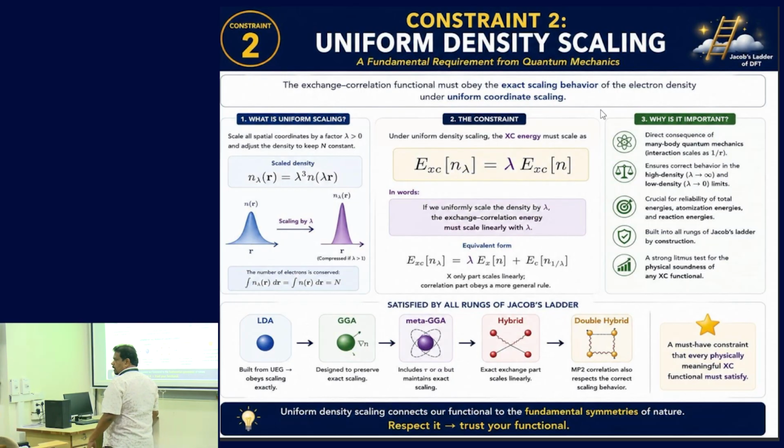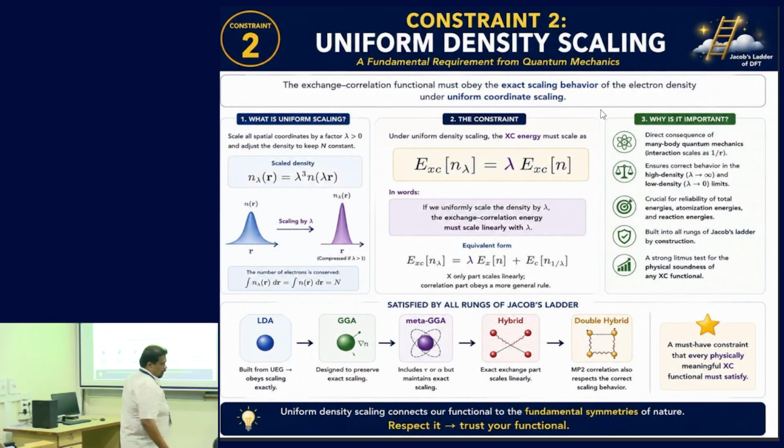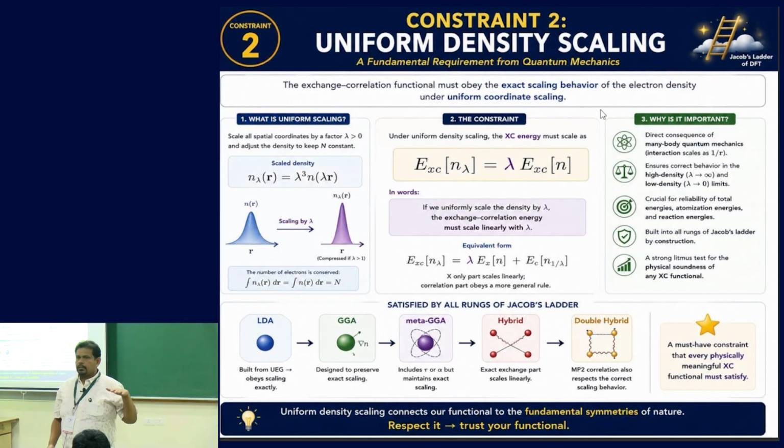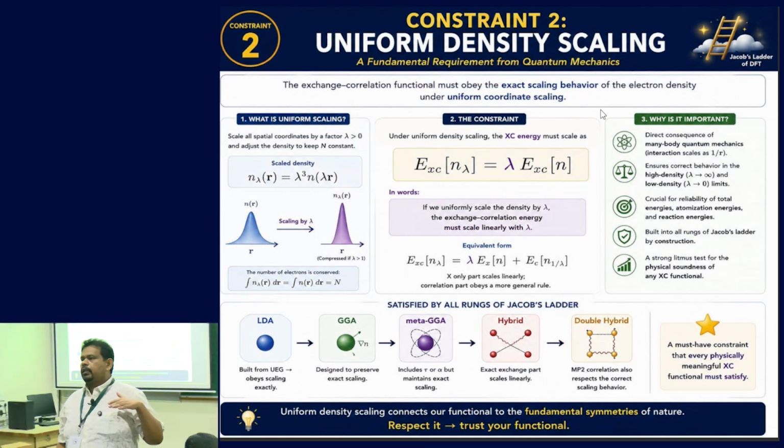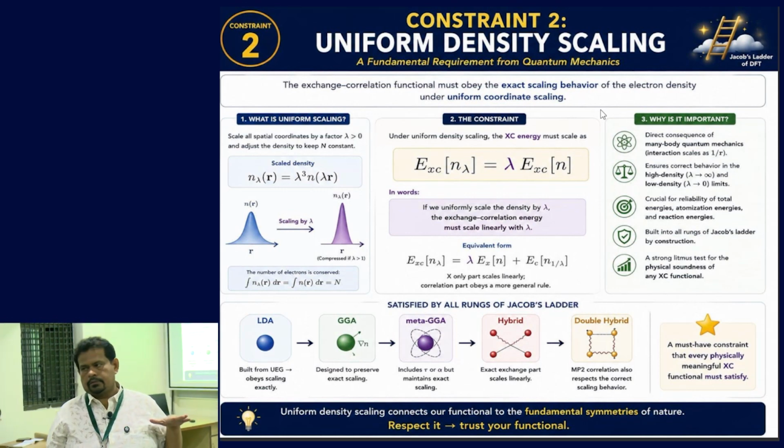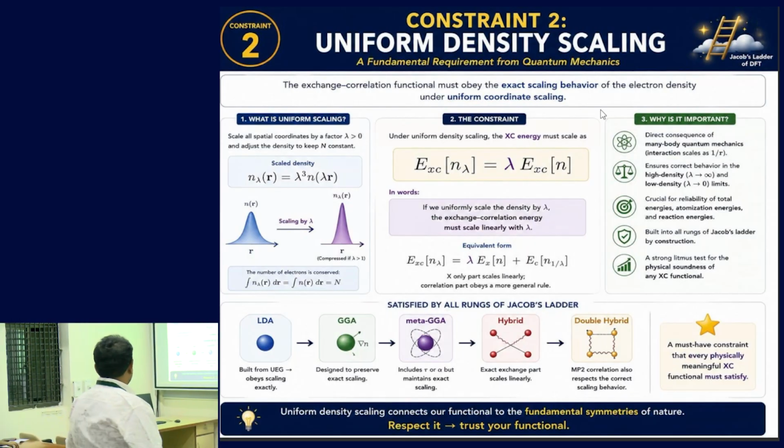the LDA approximation, which is rung 1 of Jacob's ladder. Okay, and the next rung, the generalized gradient approximation, also preserves the scaling, and then meta GGA and all these also respect the correct scaling behavior. Because while climbing the ladder, we claim that the functionals are better. If the functionals are better, they will satisfy a greater number of constraints. Okay, so that is the thing.